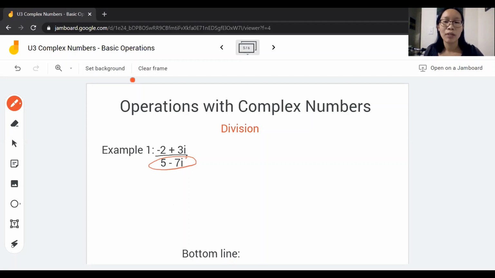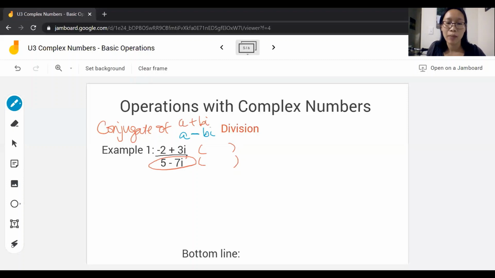The way that we get rid of a complex number in the denominator is to multiply both the numerator and the denominator by the conjugate of the denominator. The conjugate of a complex number is another complex number with the same numbers but opposite sign. So the conjugate of 5 minus 7i is 5 plus 7i, and then we're going to multiply both the numerator and the denominator to keep the fraction equal.